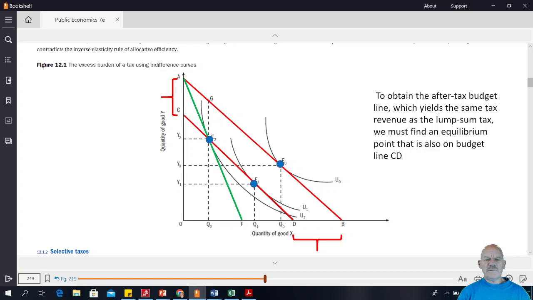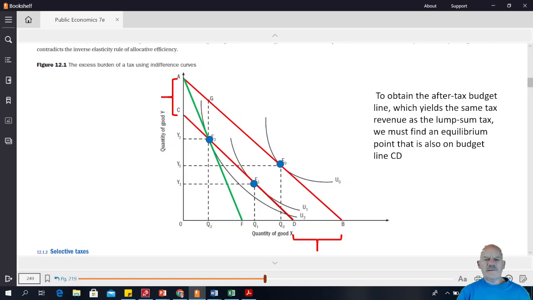And if you then draw your indifference curve U2, it has to be tangent to the green budget line at E2. Obviously the green line must run through point A, because there's no tax on Y, and after the tax the consumer can still afford to buy A if she spends all her money on Y. But now she can afford less of X, namely point F, if she spends all her money on X.